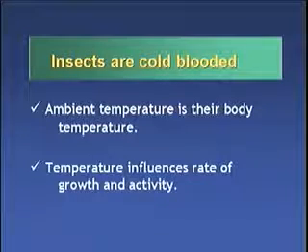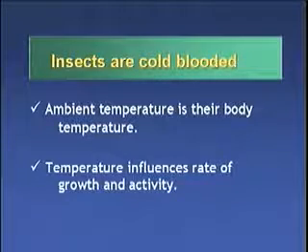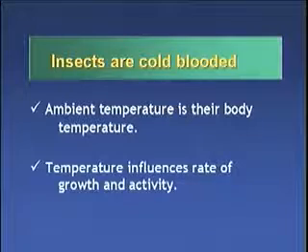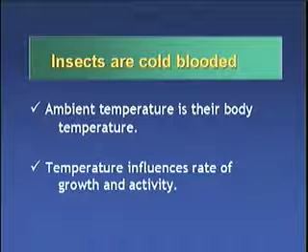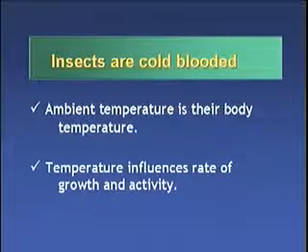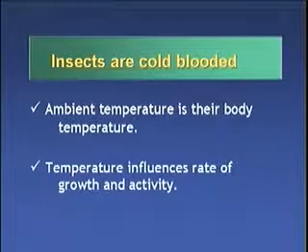Another thing you need to understand about insects is that they're cold-blooded. Cold-blooded insects. What does that mean? The ambient temperature is the temperature of their body. So if they're in a cold environment, they're cold. If they're in a hot area, they're hot. And temperature influences their rate of growth and activity.